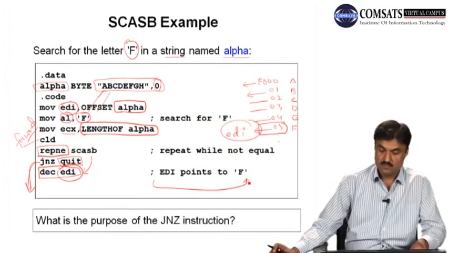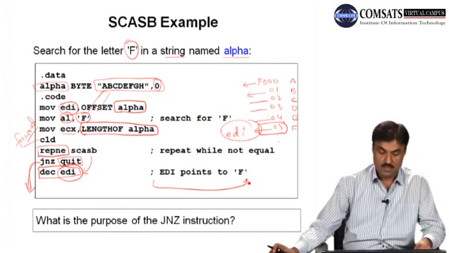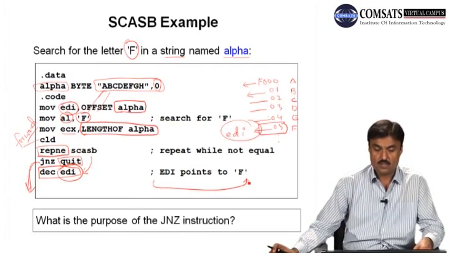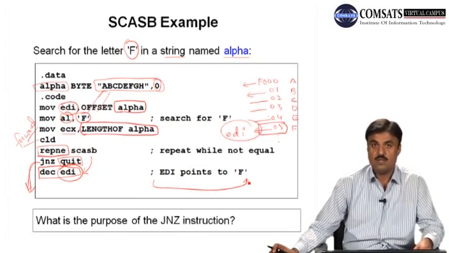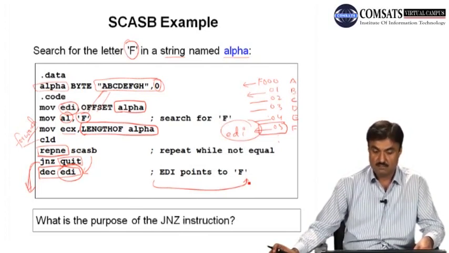So why do we use jump not equal zero? Because if they are not equal to zero, if we found it, then the zero flag will be high. Otherwise, the zero flag will be low, and so on.